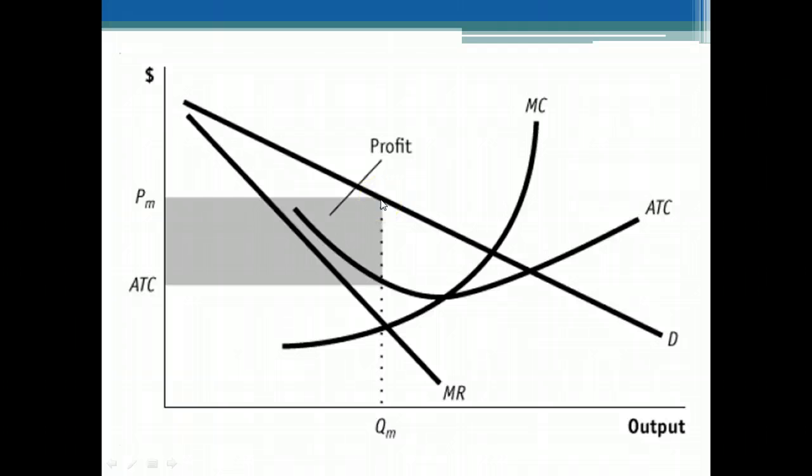And so the area of profit would be this box here, from the monopolist price across to the demand curve, down to average total costs, and back across again. And this would be our profit level.